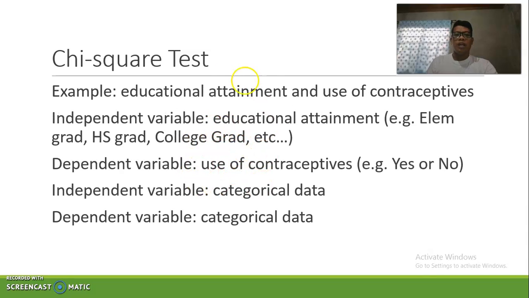So for example, educational attainment and the use of contraceptives. Is there an association between the two variables? The independent variable, educational attainment, is categorical data. So we have elementary graduate, high school graduate, college graduate. And the dependent variable, the use of contraceptives: the participants would answer yes or no. So it's also categorical data. So both variables are categorical data.